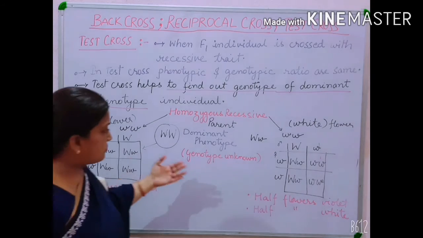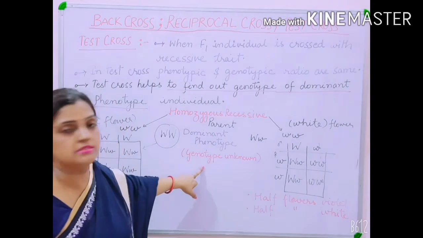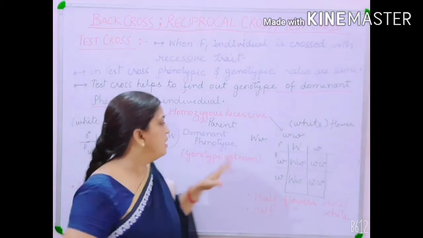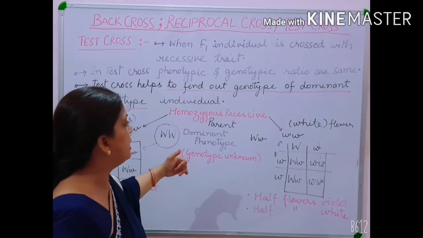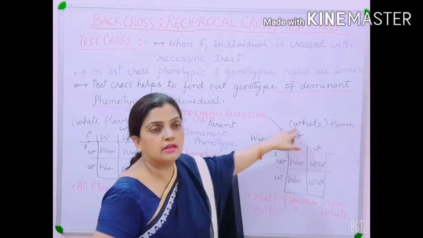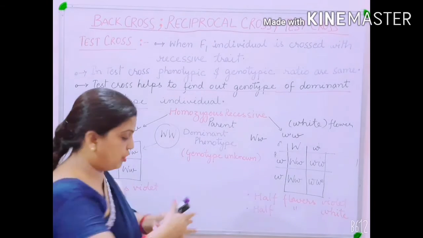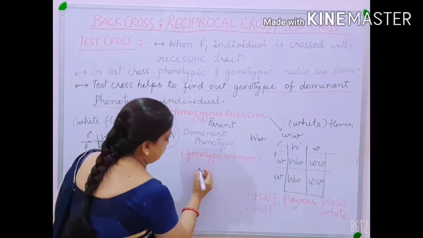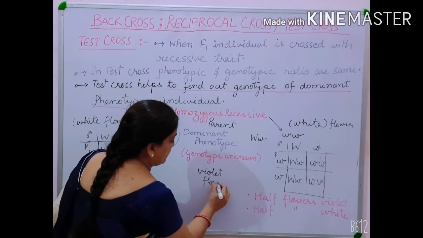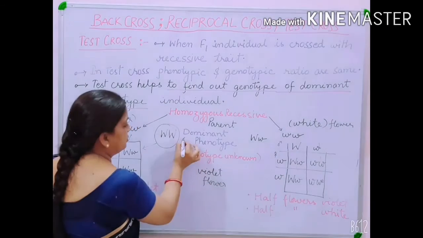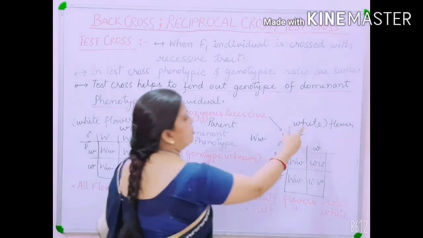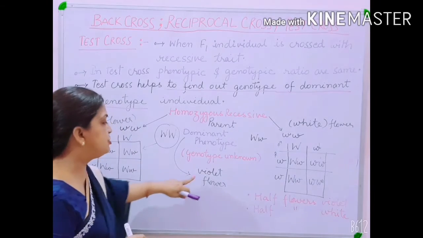Now the dominant phenotype and its genes are unknown to us. I do not know what the genes for the dominant phenotype are. What will be the dominant phenotype of a recessive parent? The recessive is the white color flower. And what will be the dominant? The dominant will be the purple, violet flower. So the dominant phenotype is violet flower, and the recessive is white flower.